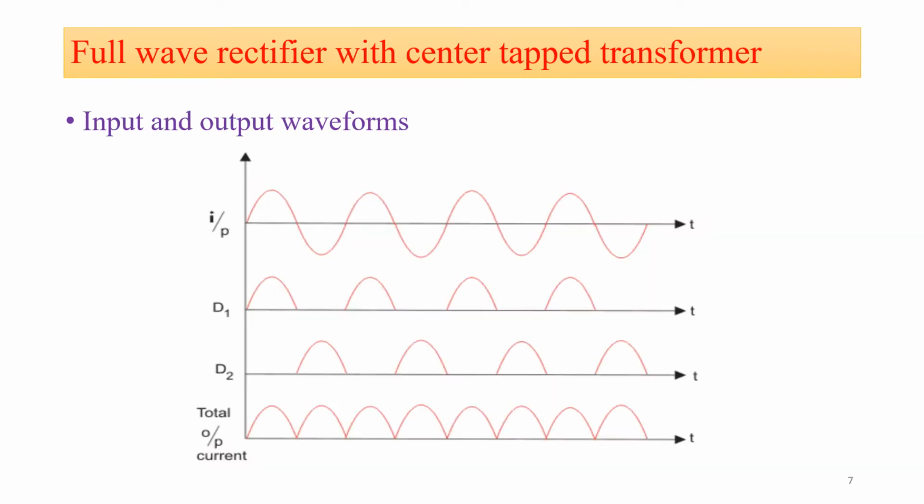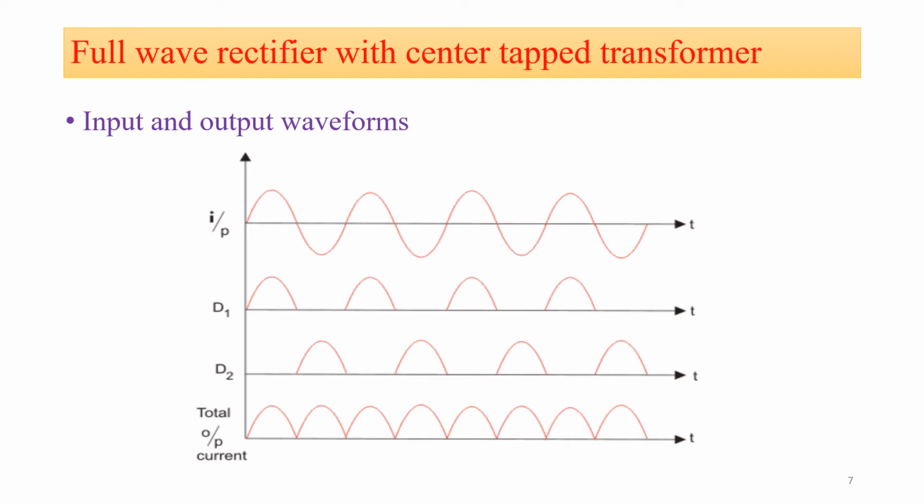Now let's see the input output waveform of full wave rectifier with center tap transformer. There are a total of 4 waveforms, out of which the first waveform indicates our input, that is the output of our secondary winding, means the output of our center tap transformer. Then the second waveform indicates the current through the diode D1. The third waveform indicates the current through the diode D2, and the last waveform indicates the total output current.